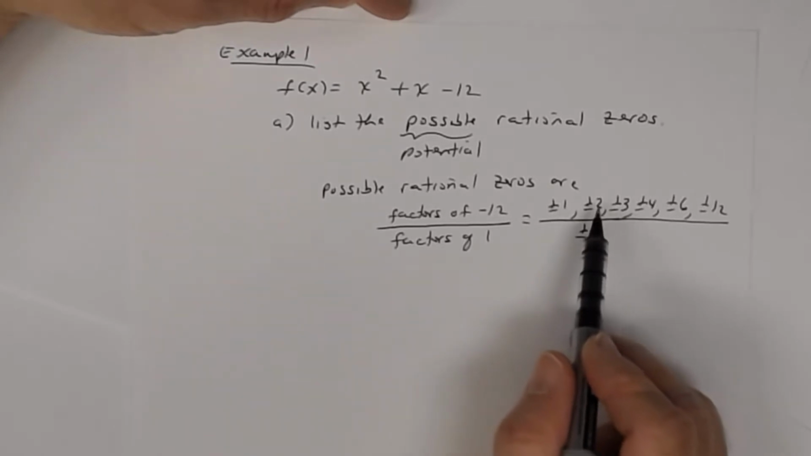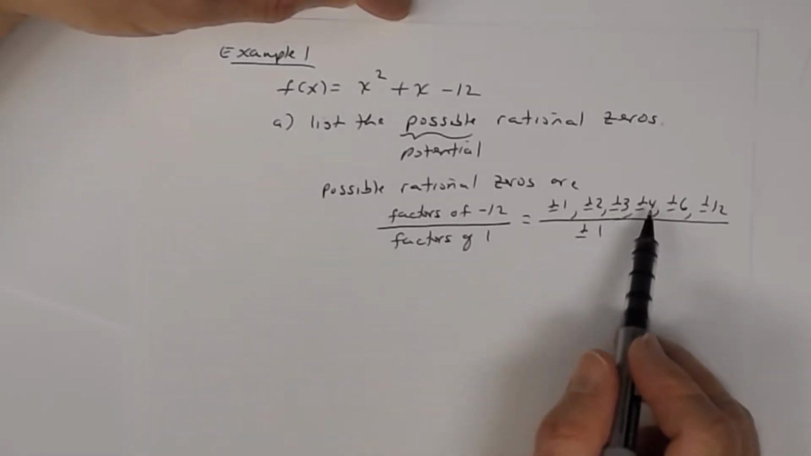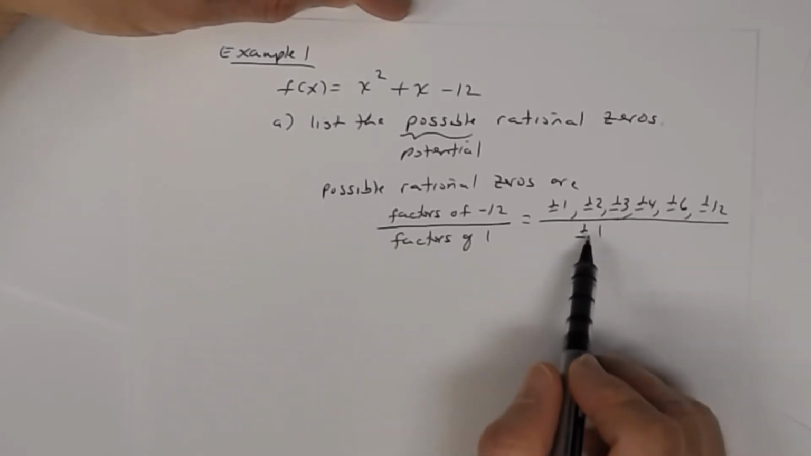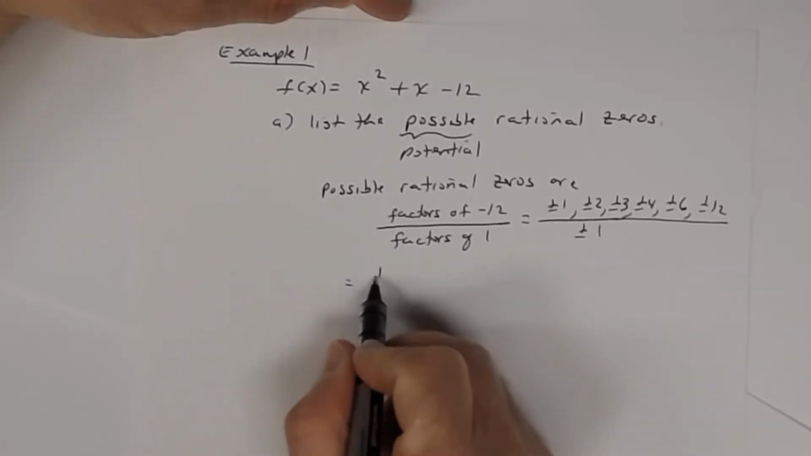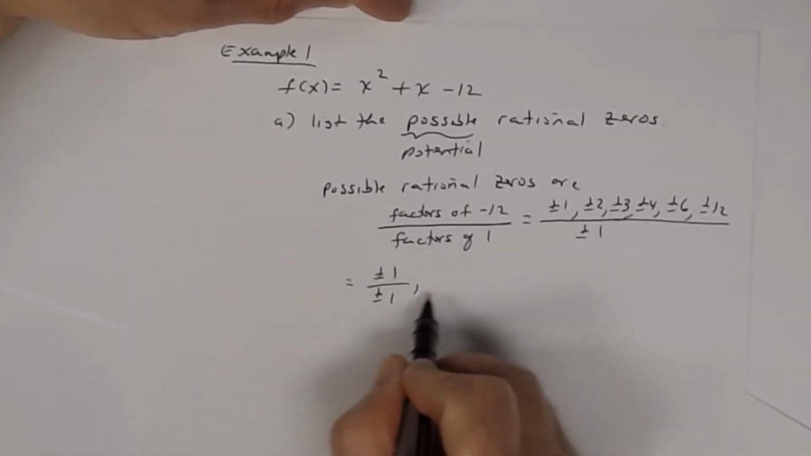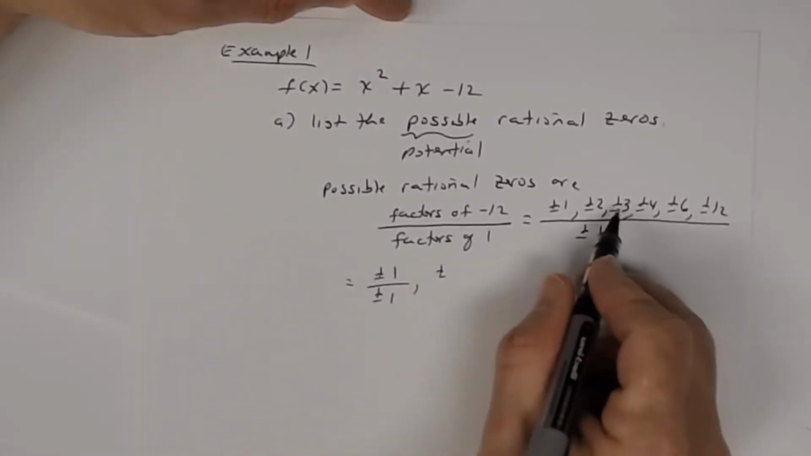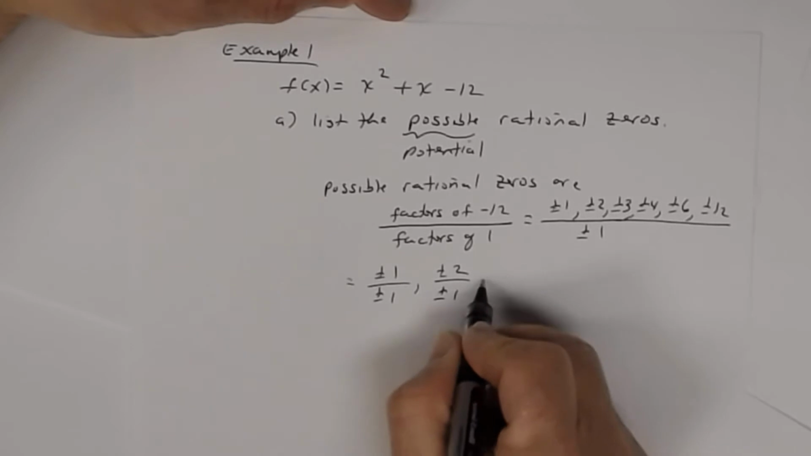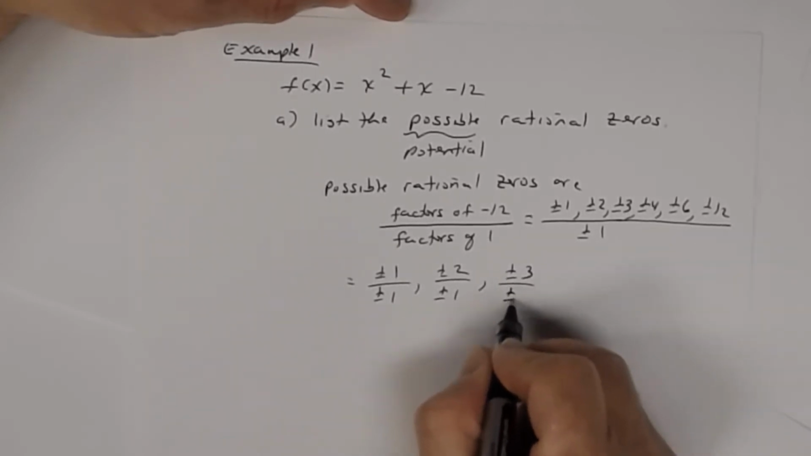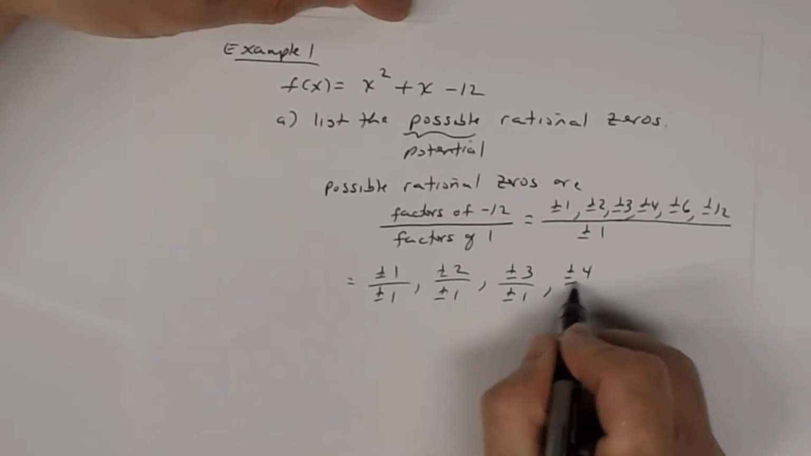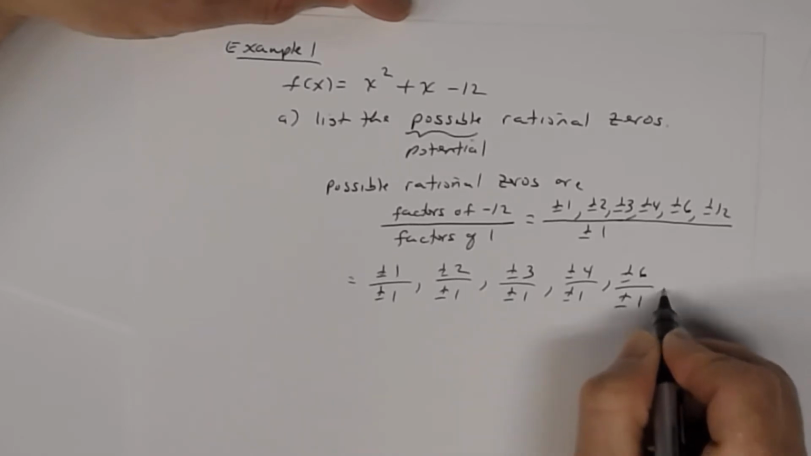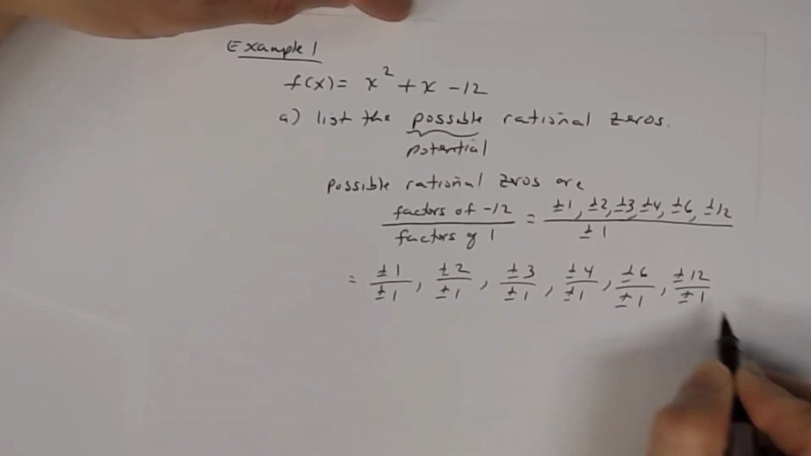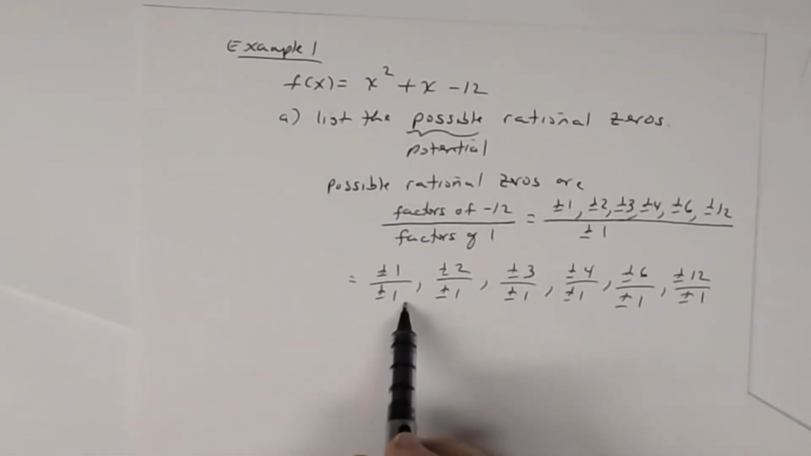What you're going to do is take each of these plus and minus factors that you see listed and divide it by plus or minus 1, since there's only one. So you're going to say plus or minus 1 divided by plus or minus 1. Just bear with me for right now. Plus or minus 2 divided by plus or minus 1. Plus or minus 3 divided by plus or minus 1. Plus or minus 4 divided by plus or minus 1. Plus or minus 6 divided by plus or minus 1. Plus or minus 12 divided by plus or minus 1. You may say, well, how do you simplify each of these? There's a plus or minus and there's a plus or minus.